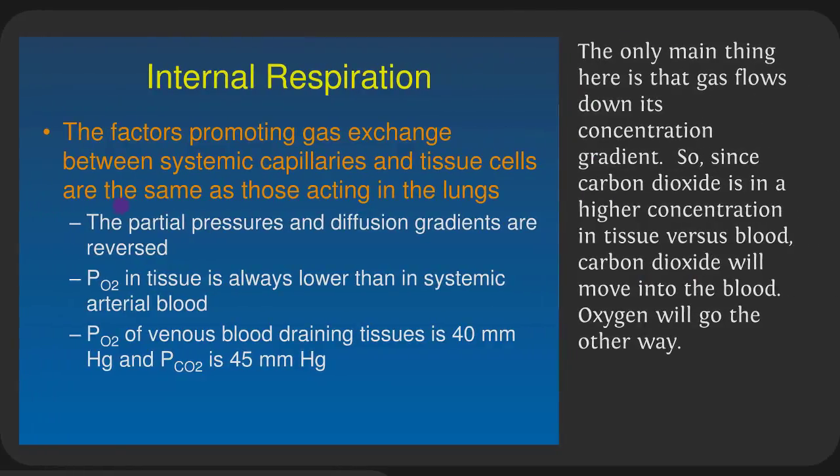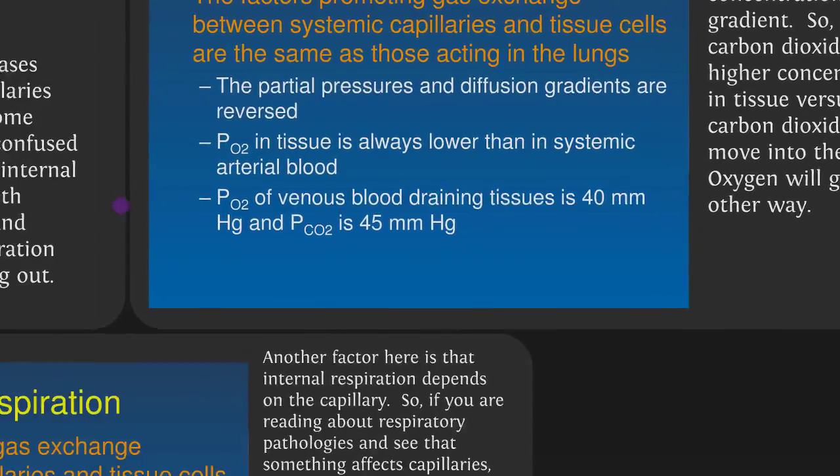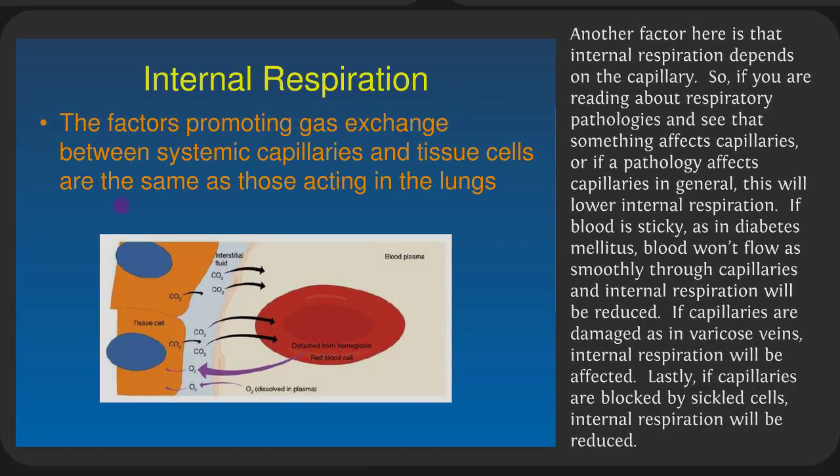The only main thing here is that gas flows down its concentration gradient. So since carbon dioxide is in higher concentration in tissue versus blood, carbon dioxide will move into the blood. Oxygen will go the opposite direction. Another factor here is that internal respiration depends on the integrity of the capillary. So if you're reading about respiratory pathologies and you see something that affects capillaries, this will lower internal respiration.